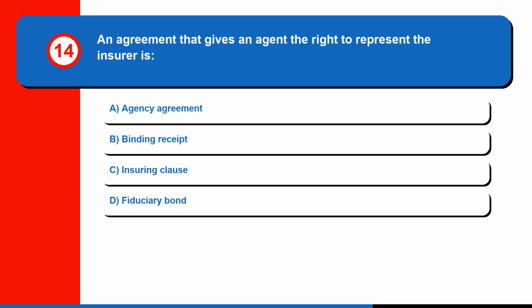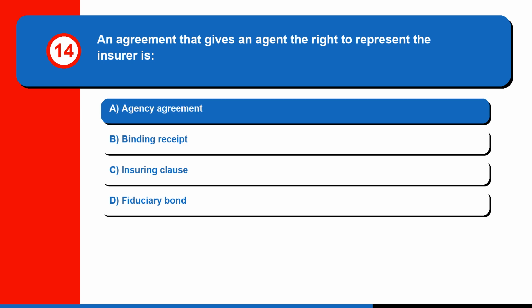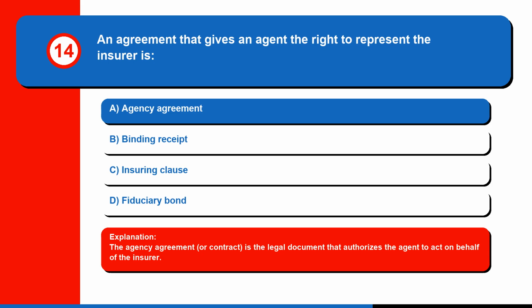Question 14. An agreement that gives an agent the right to represent the insurer is A. Agency agreement, B. Binding receipt, C. Insuring clause, or D. Fiduciary bond. The correct answer is A. Agency agreement. The agency agreement, or contract, is the legal document that authorizes the agent to act on behalf of the insurer.